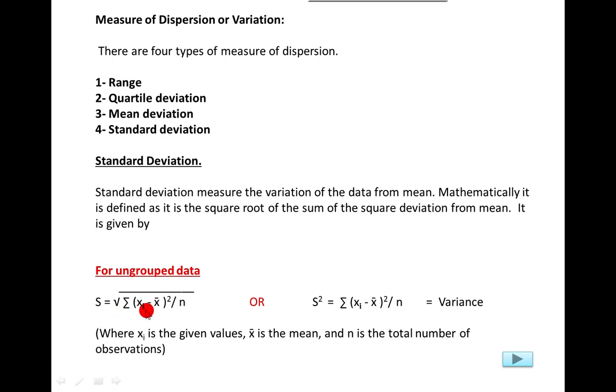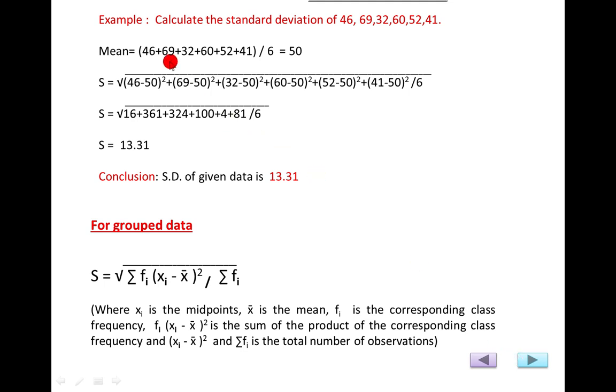You know that if the number of observations are small, not values, observations 5, 6, 7, 8, we use the formula of the ungrouped data. If the number of observations are large, first we convert the data into groups, then we use the grouped data formula. So now first we will solve the example of the ungrouped data. This is the example. Calculate the standard deviation of this data. There are 6 observations. Ungrouped data.